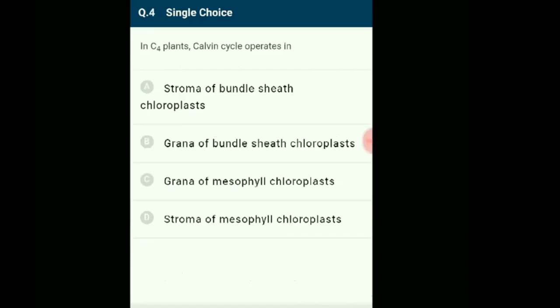Question number 4. In C4 plants, the Calvin cycle operates in. C4 plants are specialized plants for better carbon dioxide assimilation found in a hot environment. They have a characteristic leaf anatomy called Kranz anatomy, showing two distinct chloroplast-containing cells, mesophyll and bundle sheath cells. Mesophyll cells are located very near to bundle sheath cells and are the sites for the C4 cycle. Carbon dioxide is first fixed as a 4-carbon compound, oxaloacetic acid, by the action of PEP carboxylase. The second carboxylation event occurs in the chloroplast of bundle sheath cells through the C3 cycle. So the answer is option A, stroma of bundle sheath chloroplast.